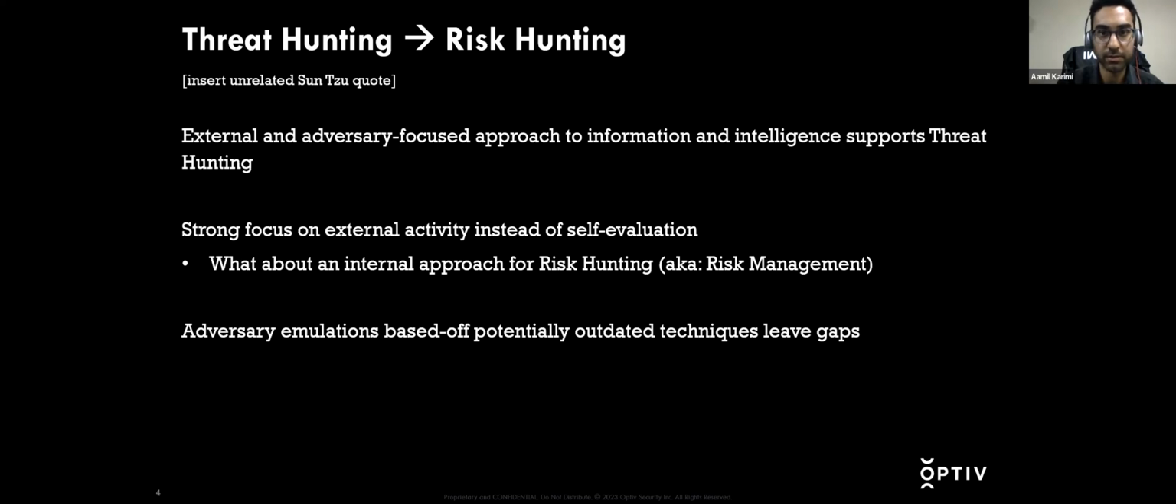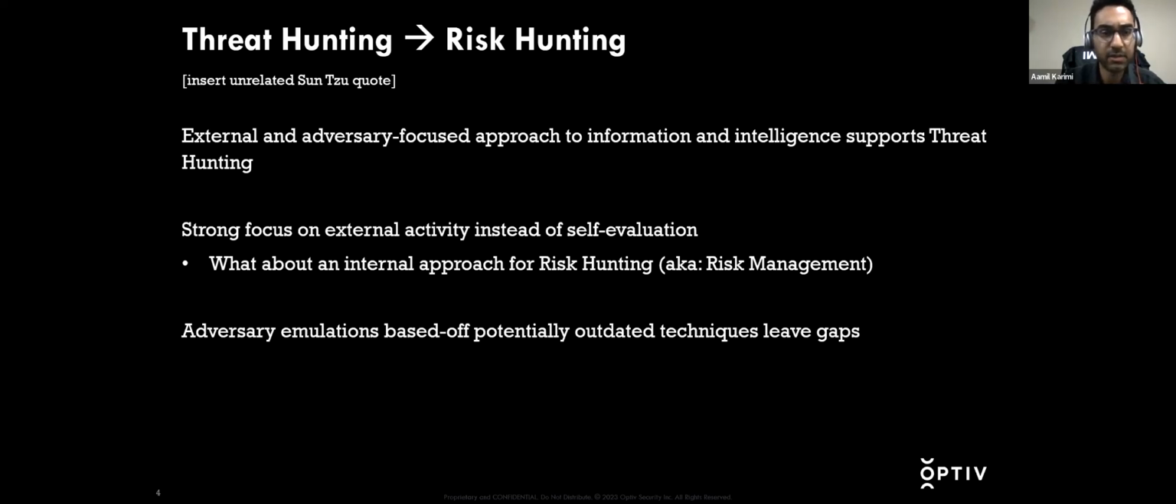self-evaluation, your proactive stance. And that goes back to Information Security 101, your defense in depth, looking at your own defensive posture, looking at what you're running in your own environment. And instead of doing threat hunting, you take the proactive measures of doing risk hunting, aka risk management.